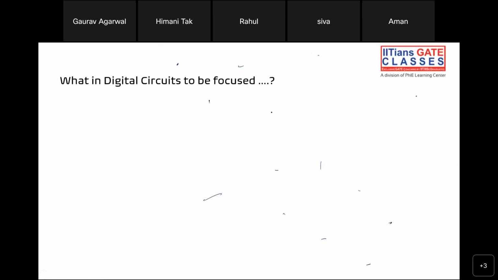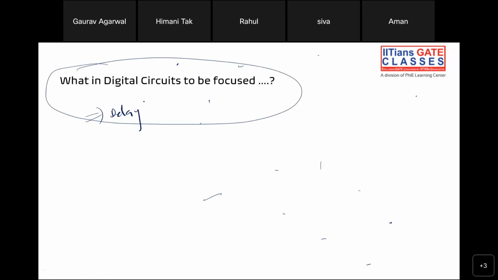But in digital, let me tell you guys, a very important thing where you have to focus. You have to focus on delay in combinational circuits, delay in both combinational as well as sequential circuits. And you have to be good at counters, flip-flops, and latches.